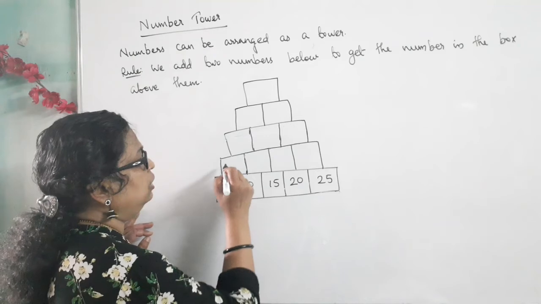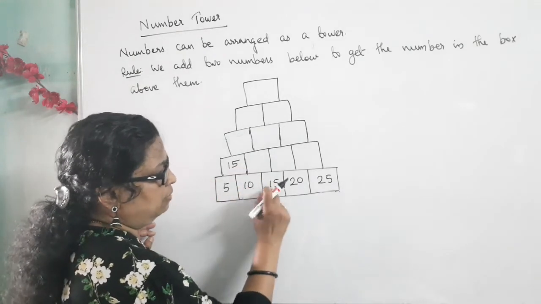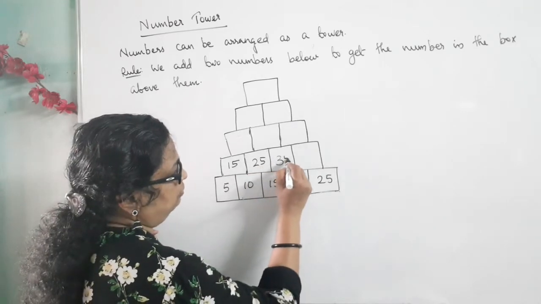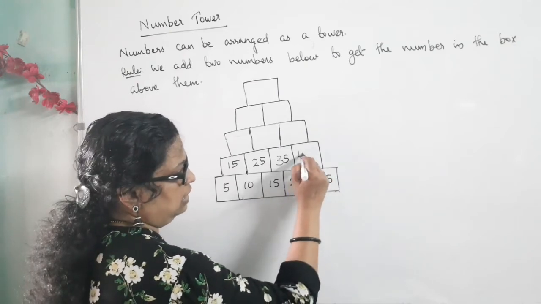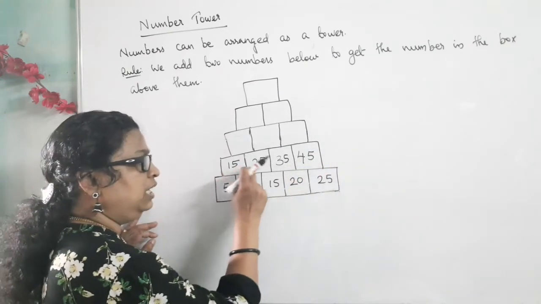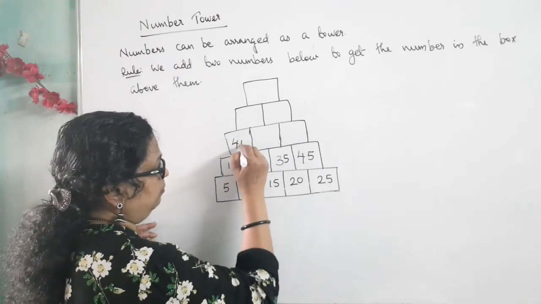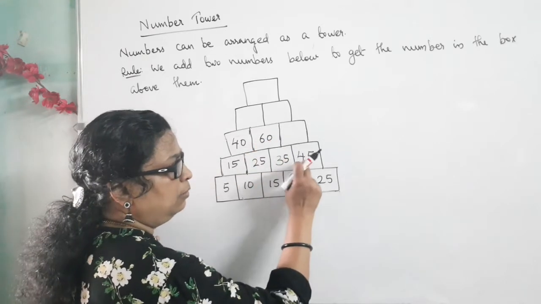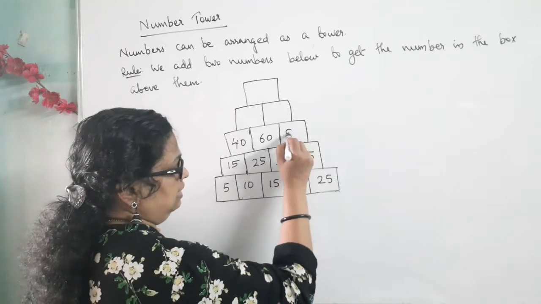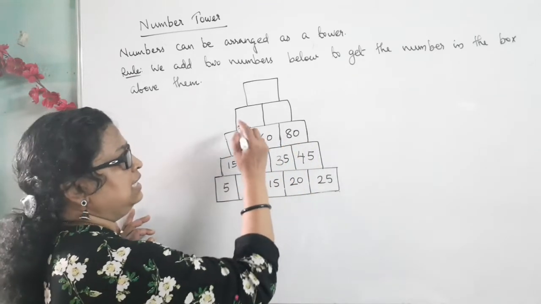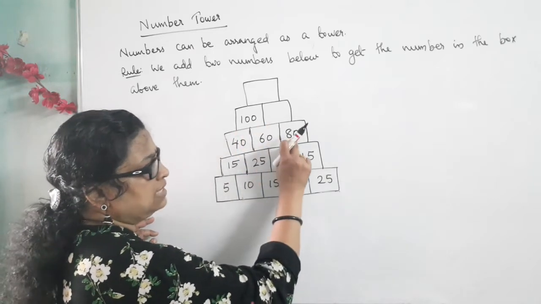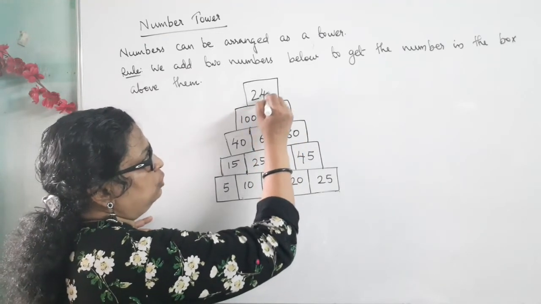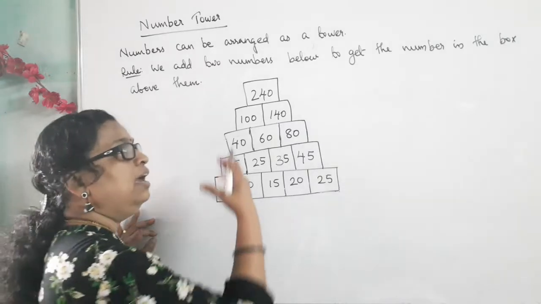That is 5 plus 10, we know that 15. Then 10 plus 15, that is 25. Then 15 plus 20, that is 35. Then 20 plus 25, that is 45. Again 15 plus 25, that is 40. Then 25 plus 35, that is 60. Then 35 plus 45, that is 80. Then 40 plus 60, 100. 60 plus 80, that is 140. Then 100 plus 140, that is 240. This is very interesting. You add and write.